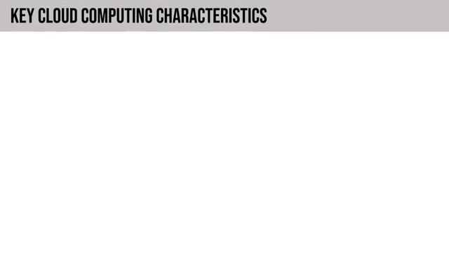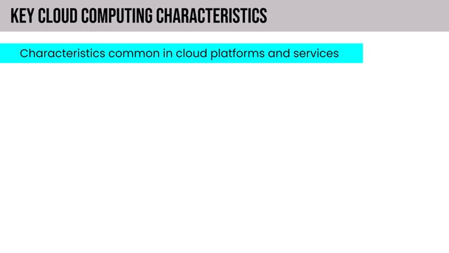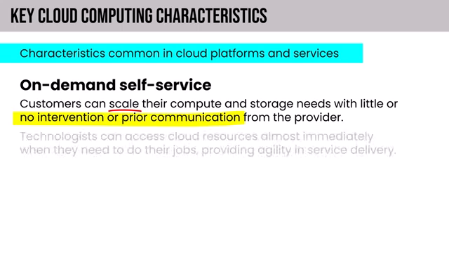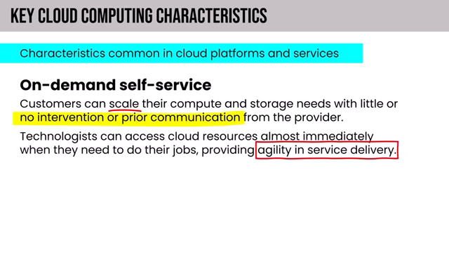Now we're going to take a look at key cloud computing characteristics, those characteristics common in cloud platforms and services. There's on-demand self-service, where customers can scale their compute and storage needs with little or no intervention or prior communication from the provider, from the CSP. They can use what they want when they want. And their technologists can access cloud resources almost immediately when they need to do their jobs, providing agility in service delivery. They're going to be more responsive.